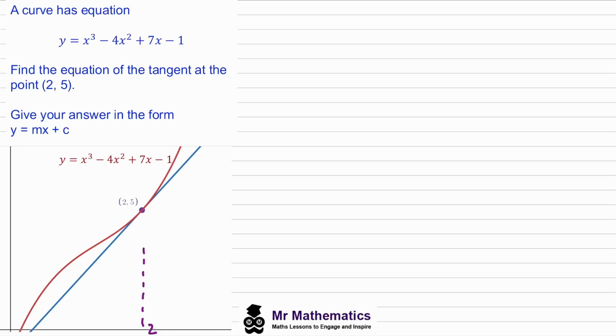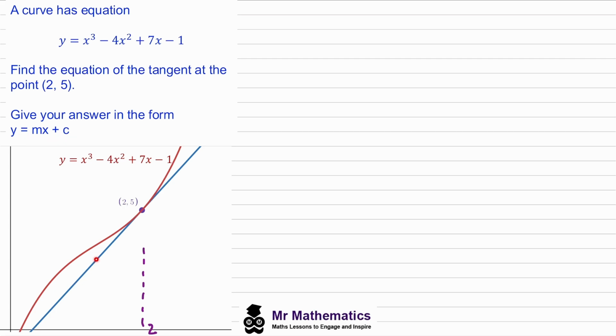Hi everybody. So in this video, I'm going to show you how to find the gradient of a tangent and normal to a curve using differentiation. So we're told that this red curve has this cubic equation, and we've been asked to work out the equation of a tangent at the point (2, 5), and to give this equation in the form y equals mx plus c.